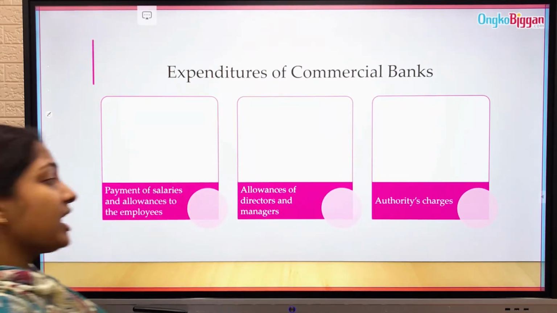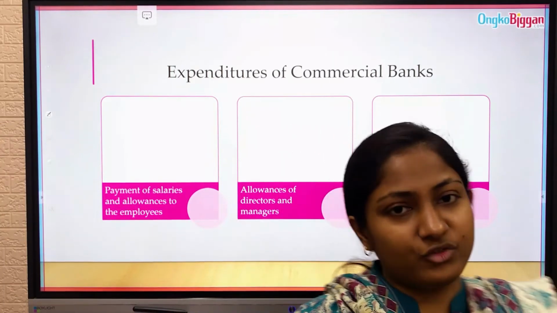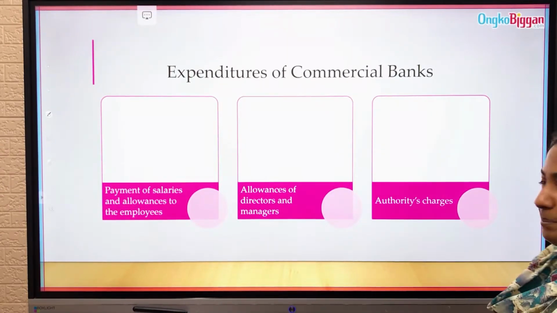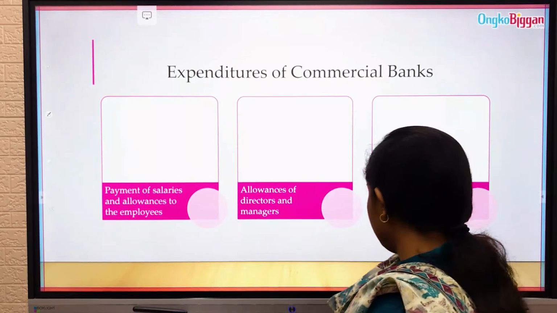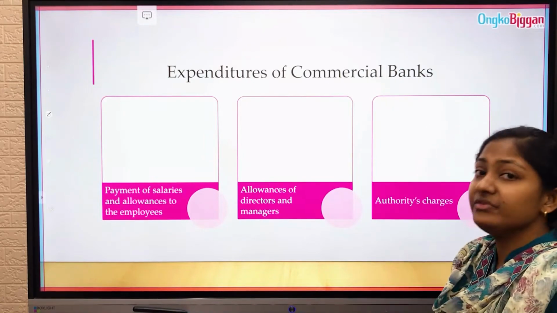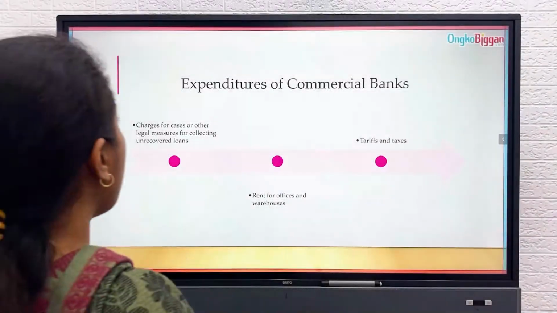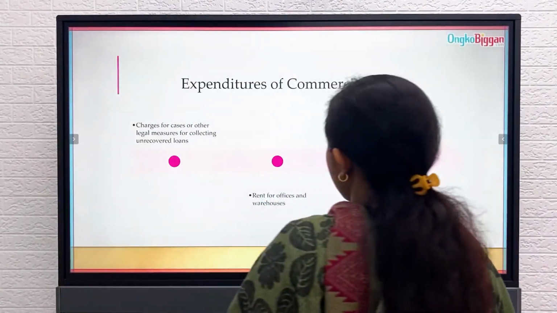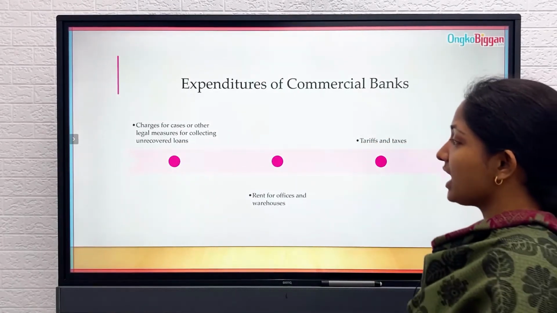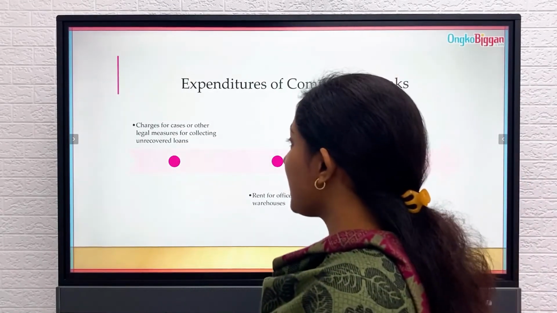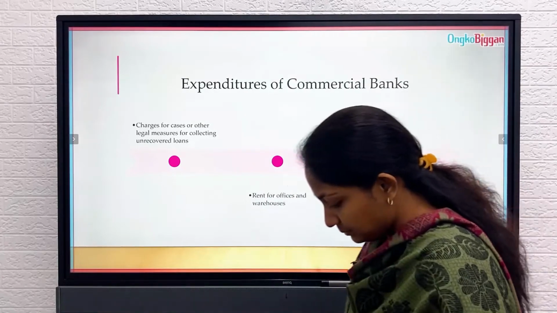And since you are having their decisions, you have to pay a certain amount of money or commission, you can say, so that they can give you a very good decision. So, other expenditures of commercial banks are charges for cases or other legal measures for collecting unrecovered loans.